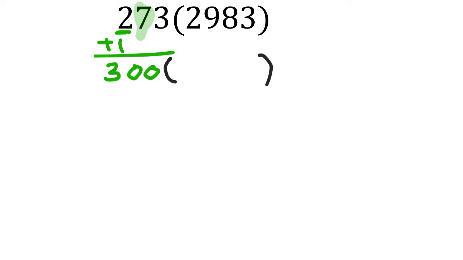And then we need to round the 2,983. Okay, there's a 2 now in the thousands place value. The 9 in the hundreds place value is 5 or more, which means just like we did with the 273, we need to add 1 to the 2 in the thousands place value. So this becomes 3,000 now.